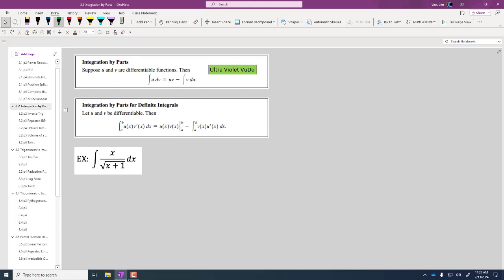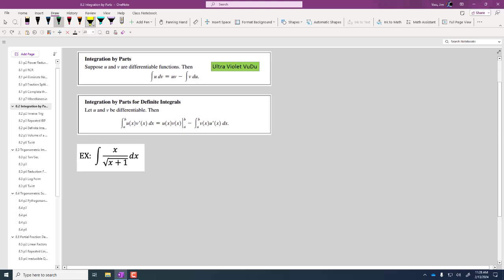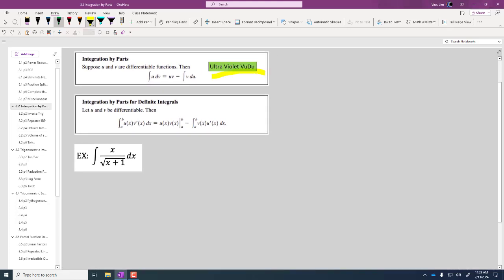It's going to look like this, and we are going to need some sort of memory aid in order to remember that formula because it's not obvious. And this is where, and I'm sure many of you have already heard this expression, ultraviolet voodoo. So on the right-hand side, UV minus VDU, there is the ultraviolet voodoo. So it's UV minus the integral of voodoo.